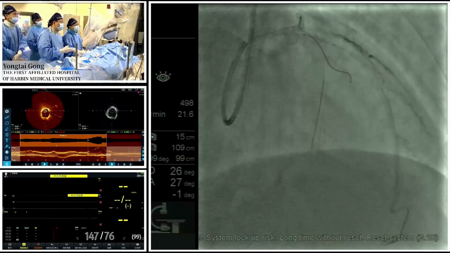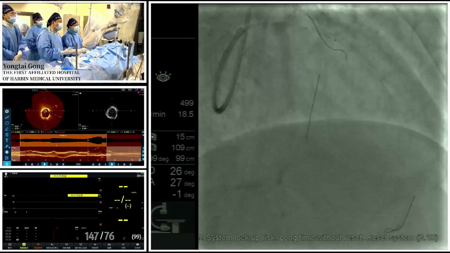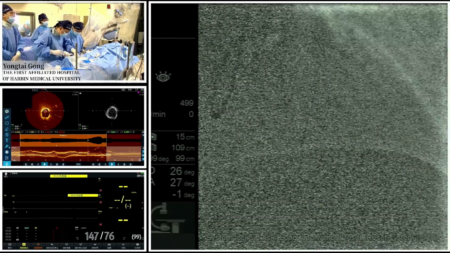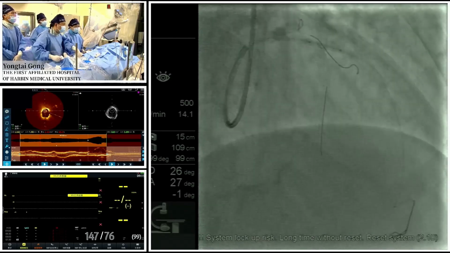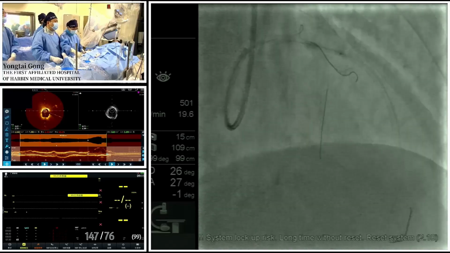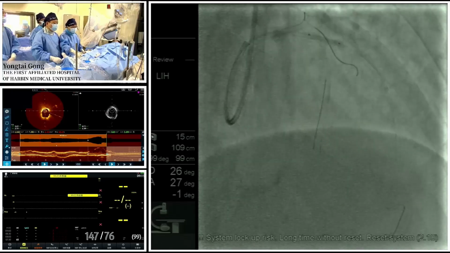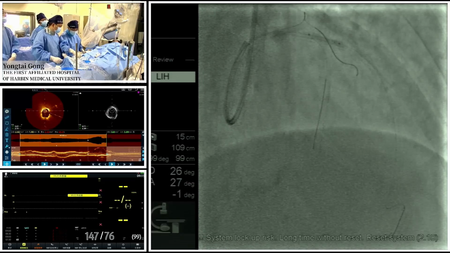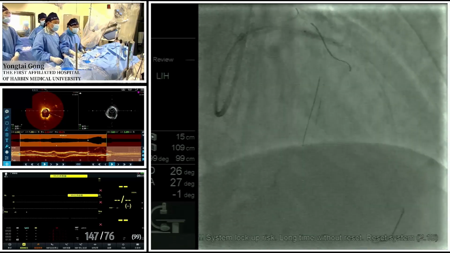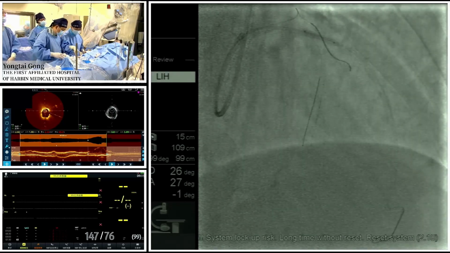Okay, so here we can see the IVUS image of the LCX. We can see the distal reference lumen diameter of the LCX is 3.1 millimeters. Also, the area of the LCX is about 3.39 square millimeters in OCT and 4.11 square millimeters by IVUS.